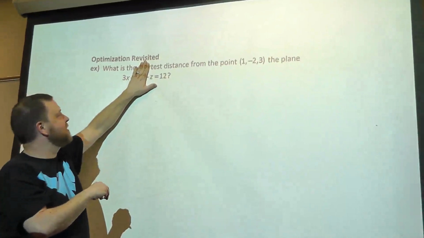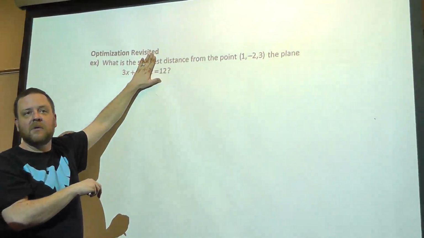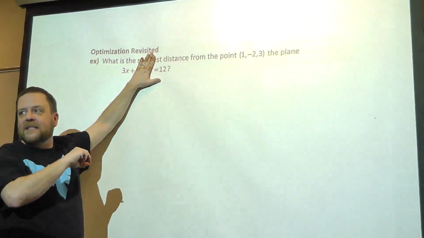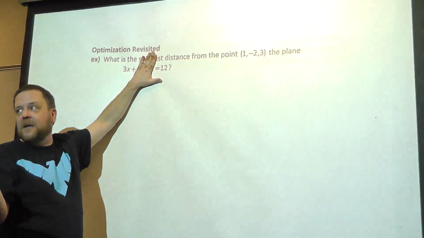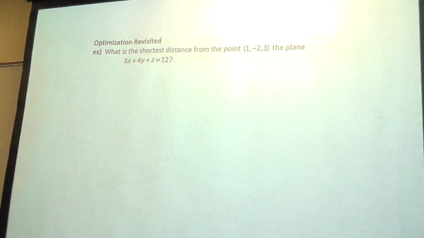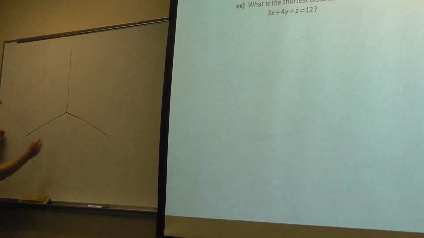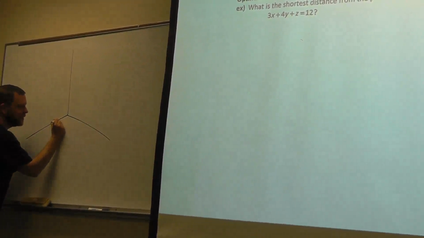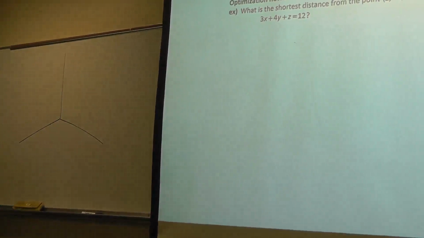So to find your x-intercept, if you let y and z both go to 0, that means you're going to find a point on the x-axis. And what would the x-intercept be if 3x is equal to 12? 4. The x-intercept is 4. So this plane would look roughly like this. X-intercept at 4. So there's the point where the plane hits the x-axis.